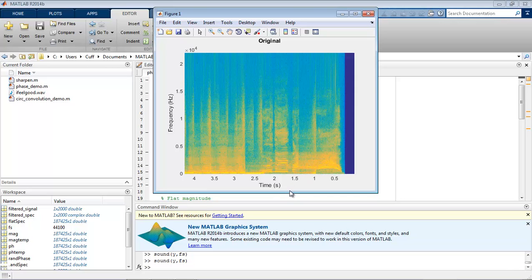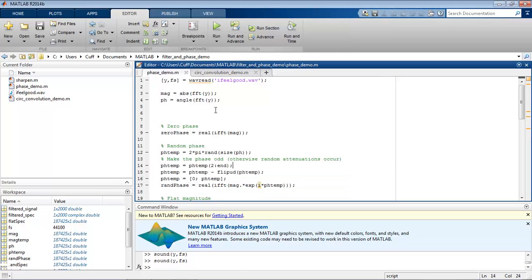So now I'm gonna mess with the magnitude and I'm gonna mess with the phase. First, I'm gonna mess with the phase. I'm gonna take a Fourier transform. This is all done in the code. Well, okay, I'll just show you a little bit. I take the magnitude of the Fourier transform, I take the phase of the Fourier transform.